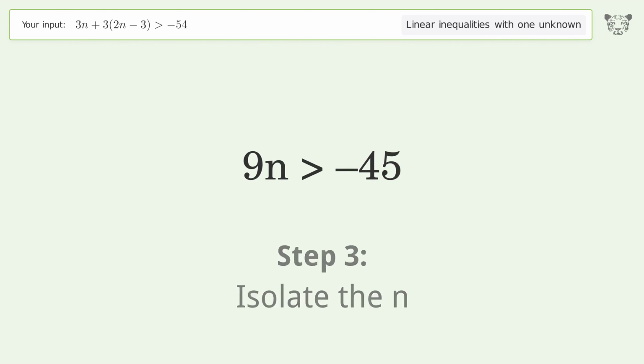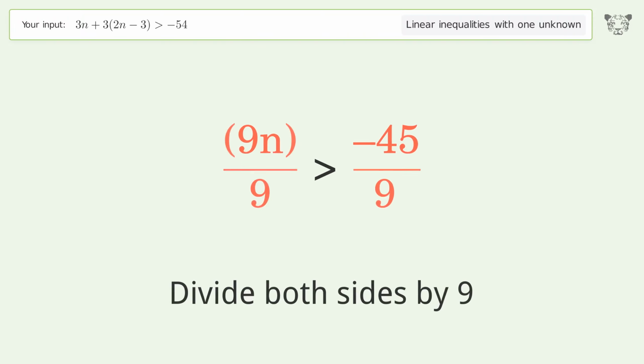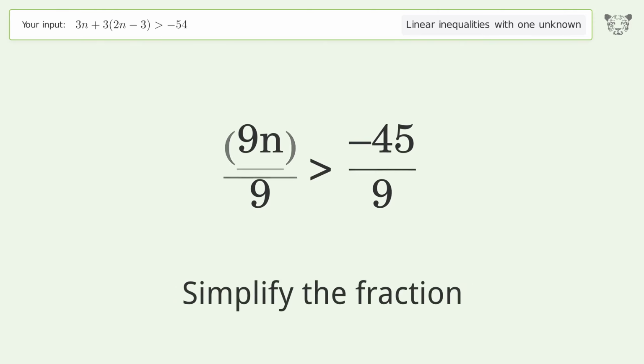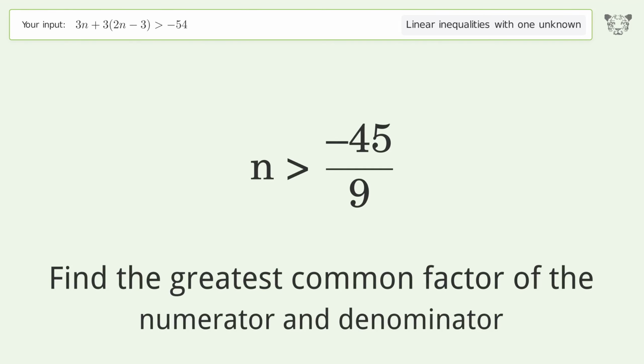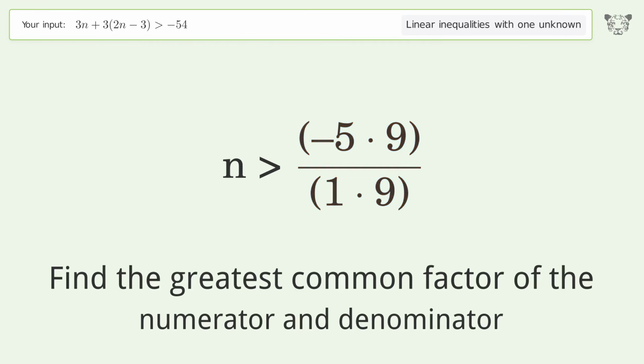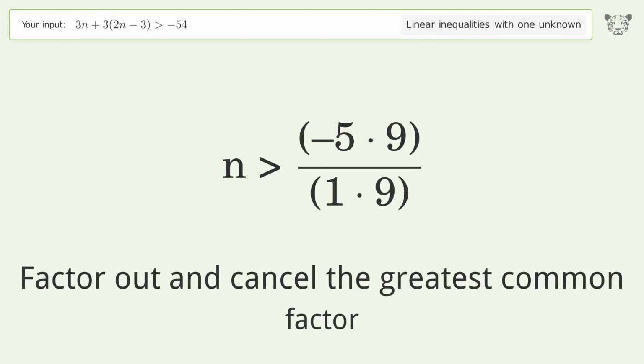Isolate the n. Divide both sides by 9. Simplify the fraction. Find the greatest common factor of the numerator and denominator. Factor out and cancel the greatest common factor.